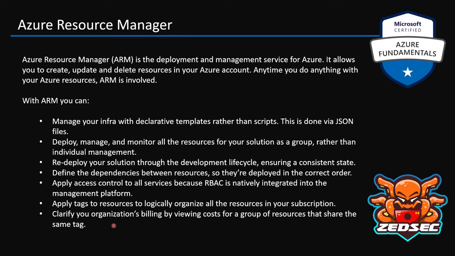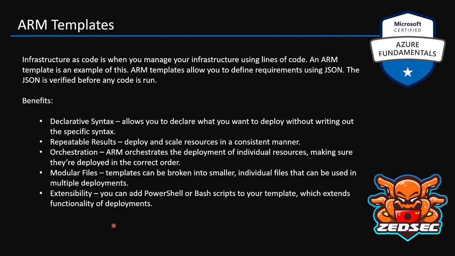You can deploy, manage, and monitor all resources for your solution as a group rather than individual management. You can redeploy your solution through the development lifecycle to ensure a consistent state. You can define dependencies between resources so that they're deployed in the correct order. Apply access controls to all services because RBAC's natively integrated into the management platform. You can apply tags to resources logically to organize all the resources in your subscription. And you can clarify your organization's billing by viewing costs for a group of resources that share the same tag.